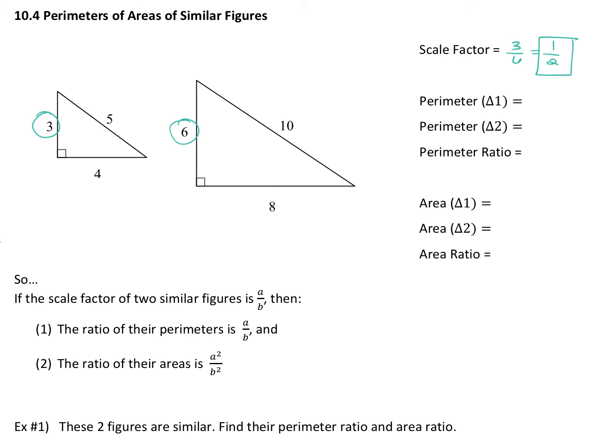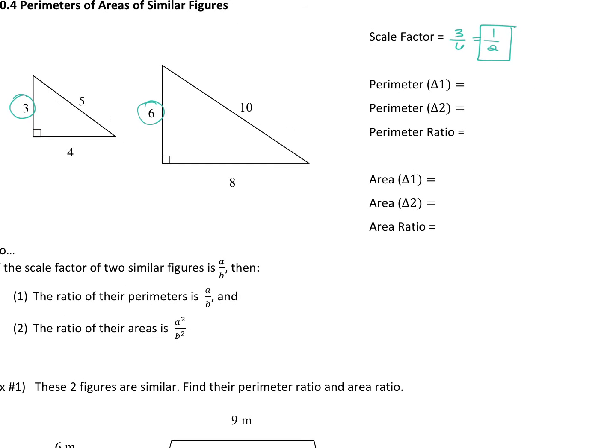Okay, now let's look at the first triangle. Can you tell me the perimeter of that first triangle? What is it? It's not 9, it's 12. 3 plus 4 plus 5, right? Add up the three sides. 3 plus 4 plus 5 is 12.